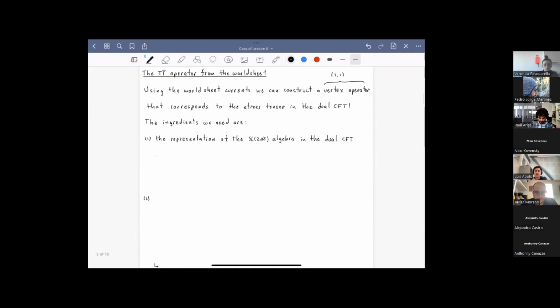First, we're going to need the representation of the SL(2,R) algebra on the dual CFT. So this is going to be given by these currents. This one generates translations. So we're going to use x and x bar to denote auxiliary coordinates on the dual CFT. Similarly, we have the generator of chiral scale transformations. Here, h is the conformal weight from the perspective of the dual CFT. And we have this other generator of special conformal transformations.